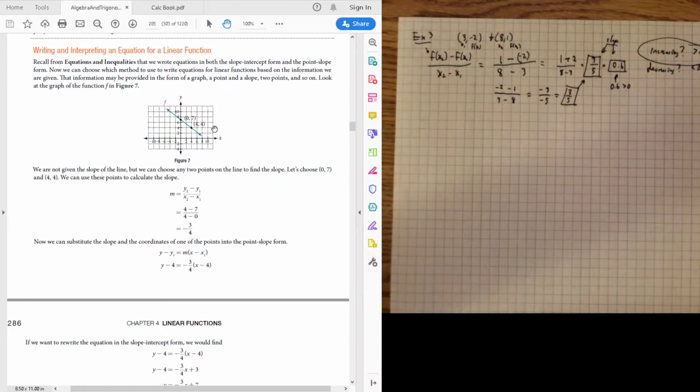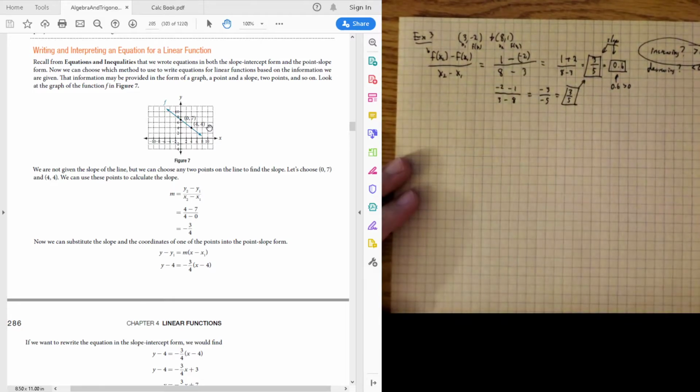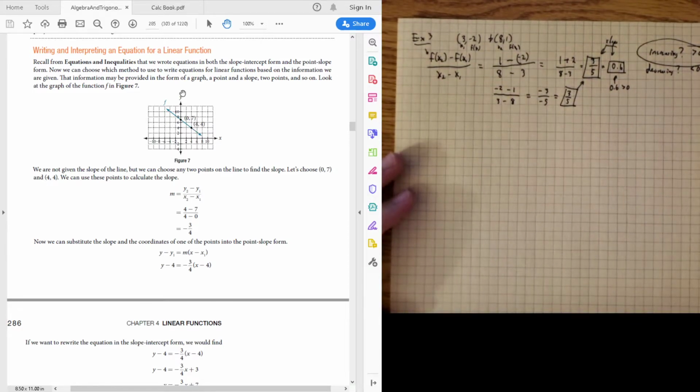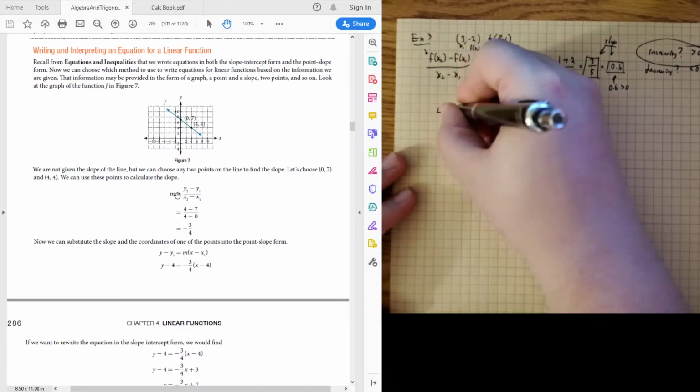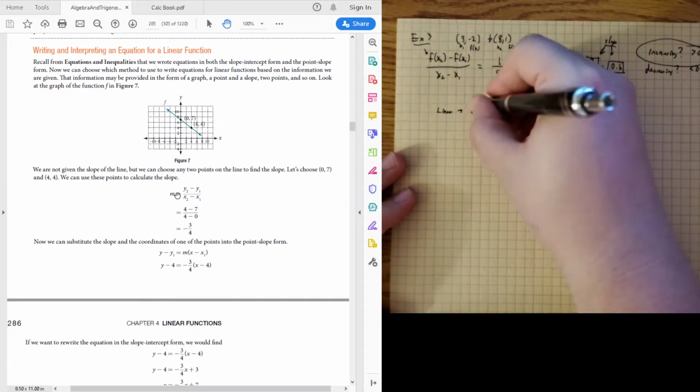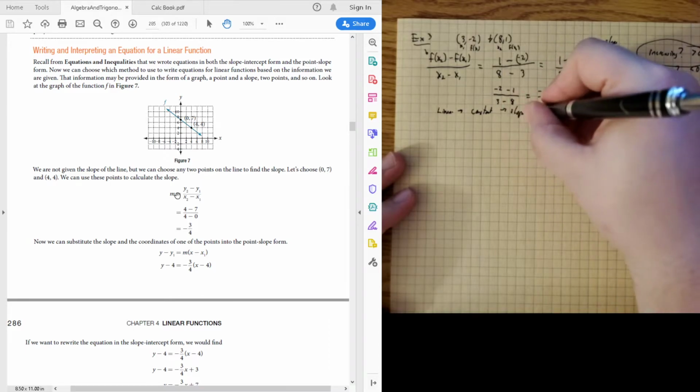So let's take a look at our two components here. First one. You can see in this graph they've detailed out two specific points. And we're on page 285 right now at the bottom of the page. These 2 points are important because they can tell us how to find the slope. Remember, when it comes to a linear function, we have a constant rate of change, meaning the slope never changes.